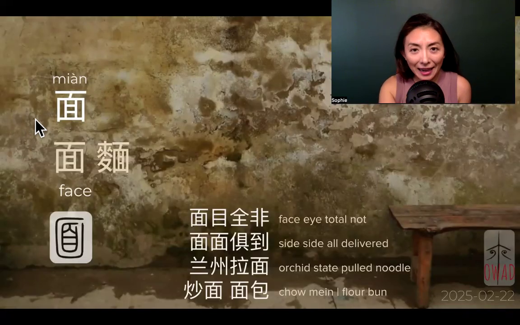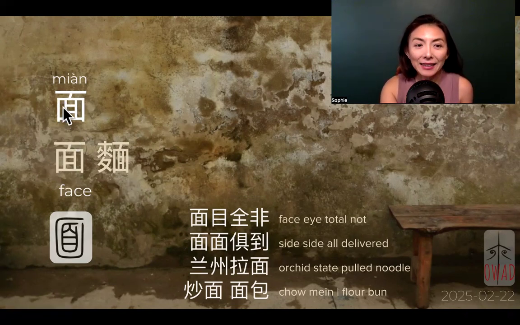Okay, in today's character, 面. You can see simplified, we only have one version, but in traditional Chinese, there are two versions of 面. And simplified didn't bother to differentiate between the two. There are two very different things.